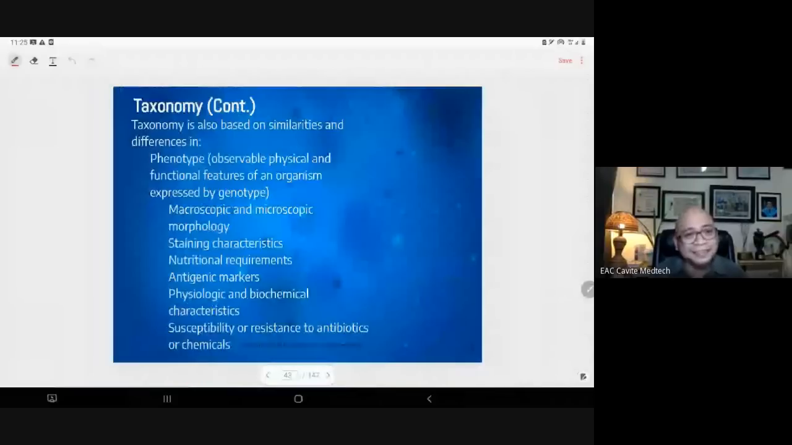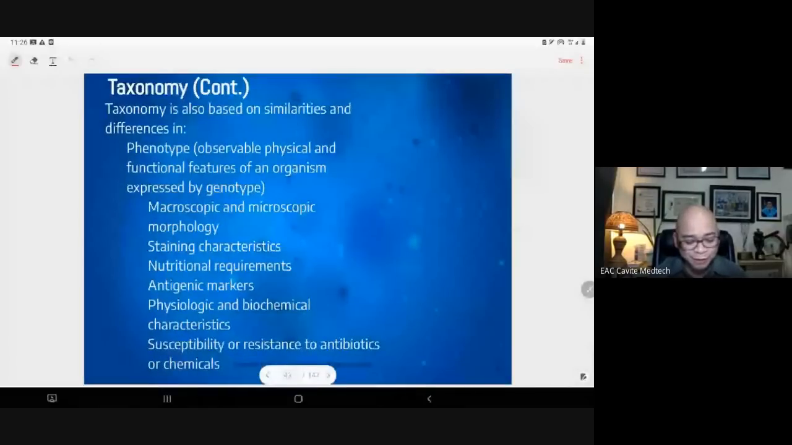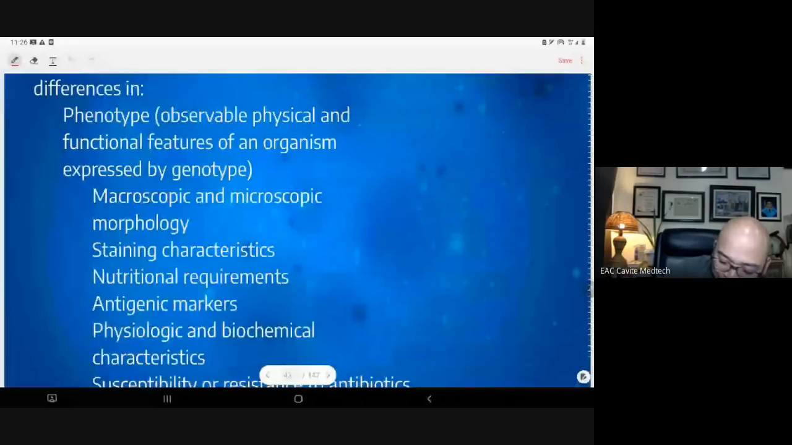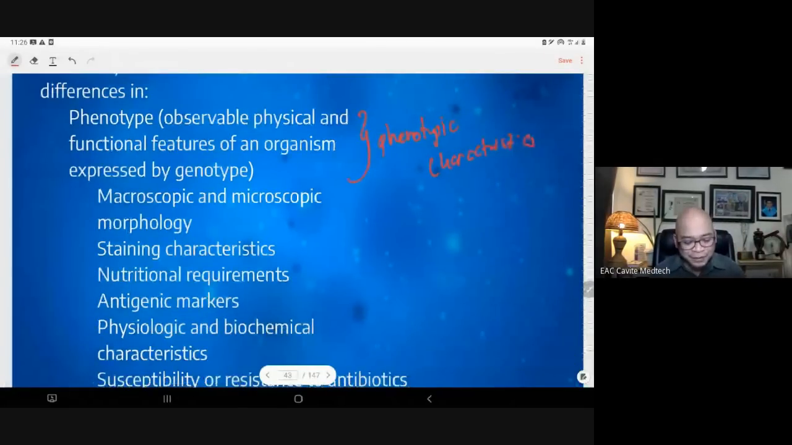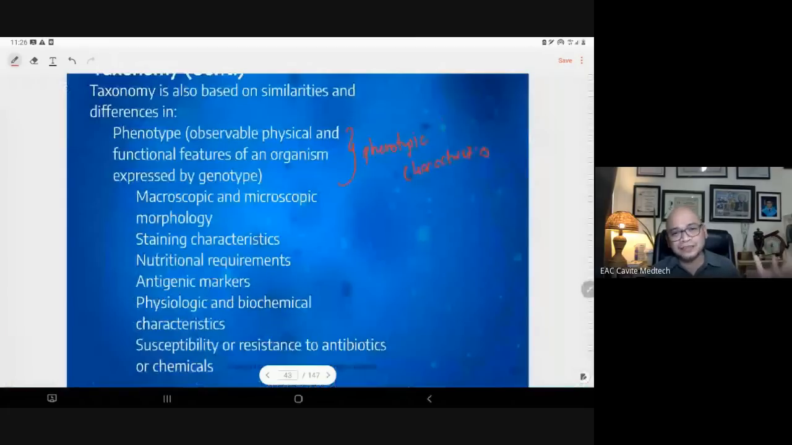So before the advent of molecular biology, there were no genotypic characteristics yet; the majority of taxonomies would only be based on the phenotypic characteristics, not the genotypic characteristics. What do you mean by phenotypic characteristics? In phenotypic characteristics, we are trying to describe the phenotype. Okay, we're trying to describe the phenotype. And when we say phenotype, we are referring to the observable, those that we can manifest.